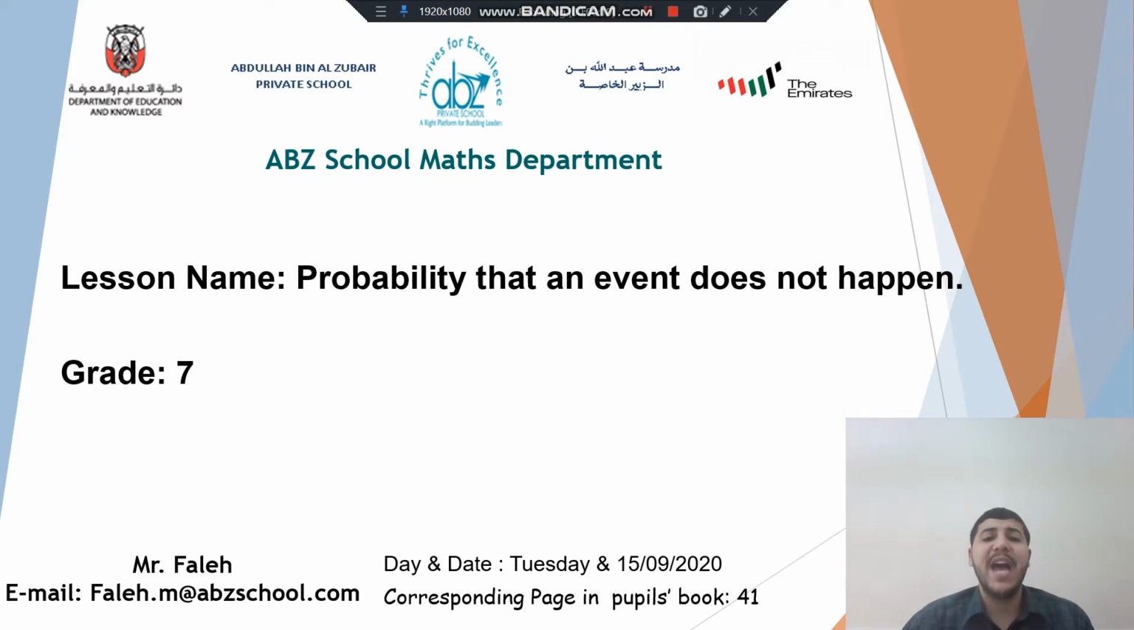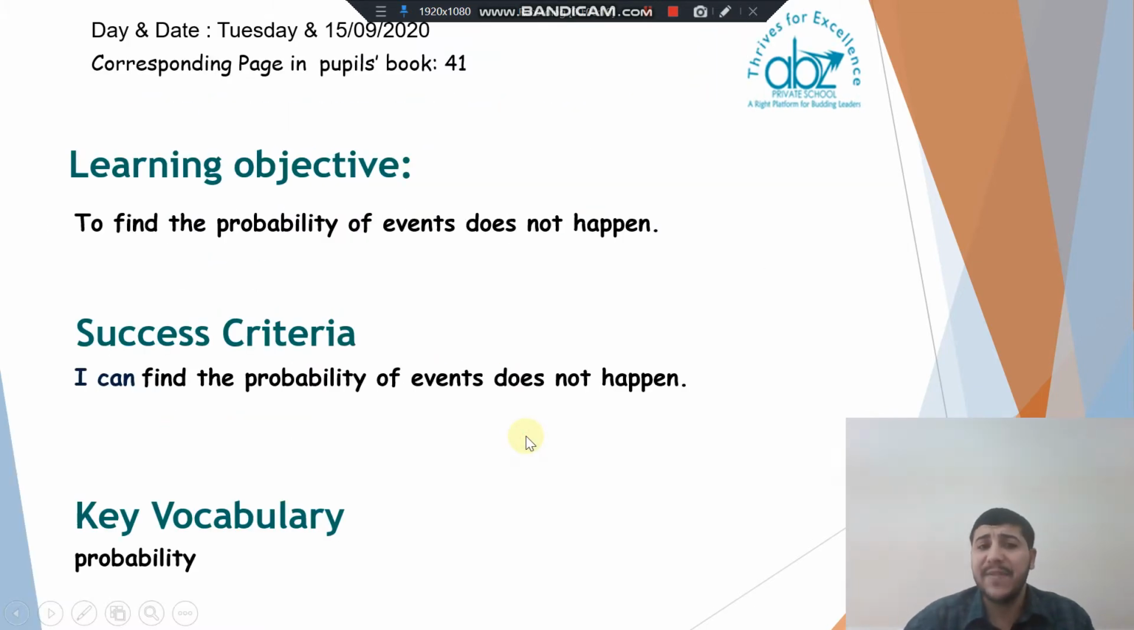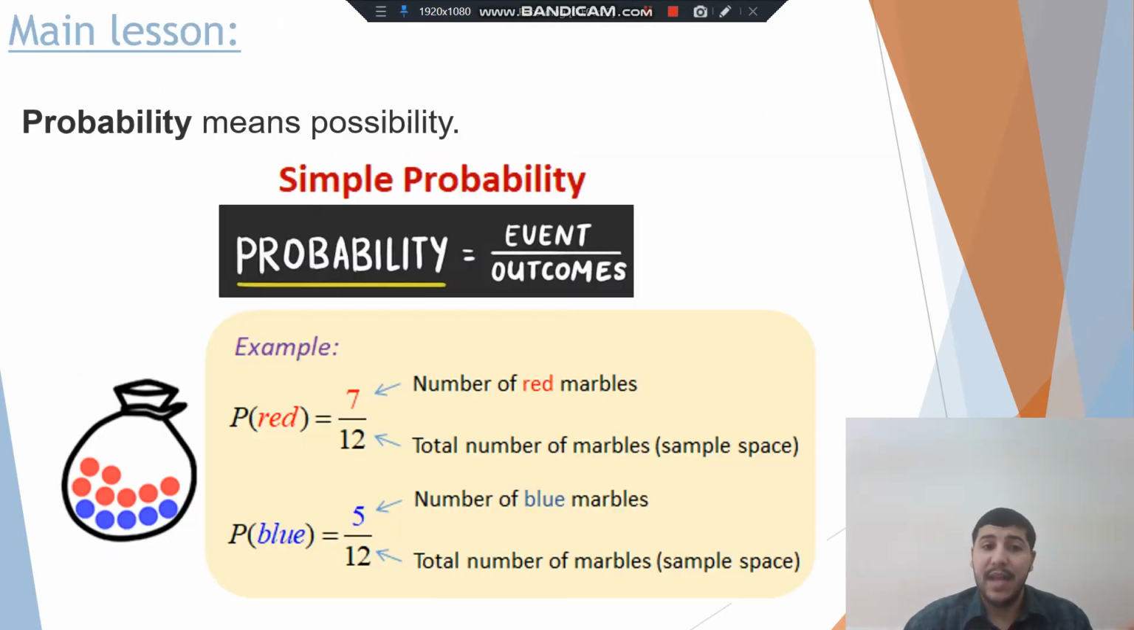Today we'll learn how we can find the probability that an event doesn't happen. In the previous year, we learned how we can find the probability of an event. But today we'll find the probability of events that don't happen. Before we start, let's remember the meaning of probability. Probability means the possibility of the event, whether it will happen or it will not happen.